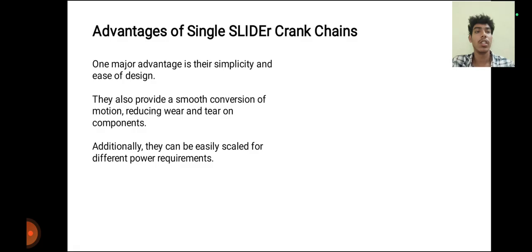Advantages of single slider crank chain. One major advantage is the simplicity and ease of design. They also provide a smooth conversion of motion, reducing wear and tear of components. Additionally, they can be easily scaled for different power requirements.